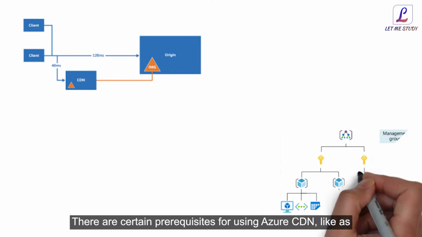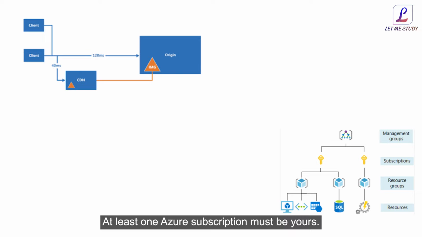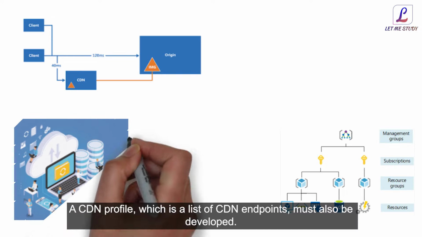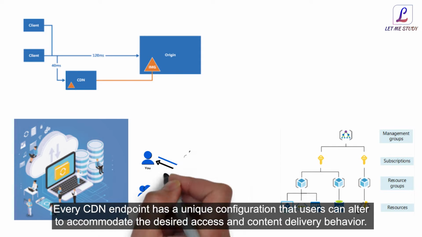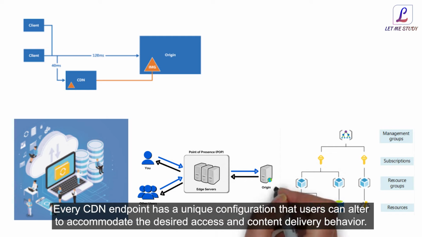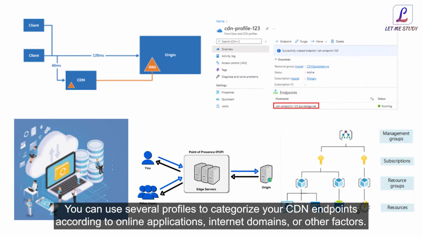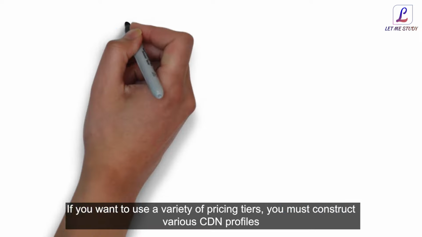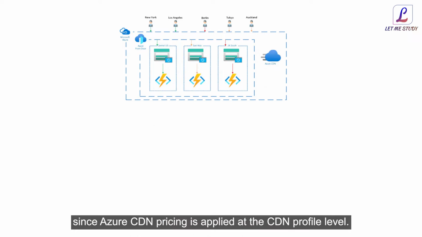There are certain prerequisites for using Azure CDN, such as at least one Azure subscription. The CDN profile, which is a list of CDN endpoints, must also be developed. Every CDN endpoint has a unique configuration that users can alter to accommodate the desired access and content delivery behavior. You can use several profiles to categorize your CDN endpoints according to online applications, internet domains, or other factors. If you want to use a variety of pricing tiers, you must construct various CDN profiles since Azure CDN pricing is applied at the CDN profile level.